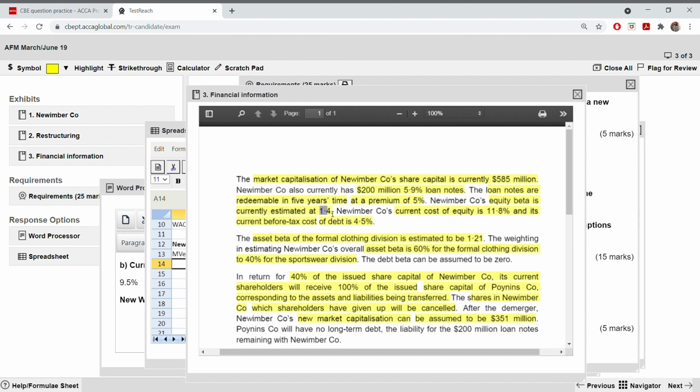How do you find the new equity beta? By using what? Asset beta. Because asset beta they have given you. Just look. Asset beta 1.21, 60% for this division, 40% for this division. By using asset beta, find the new equity beta. You cannot use this equity beta. New member's equity beta is currently estimated at 1.4.